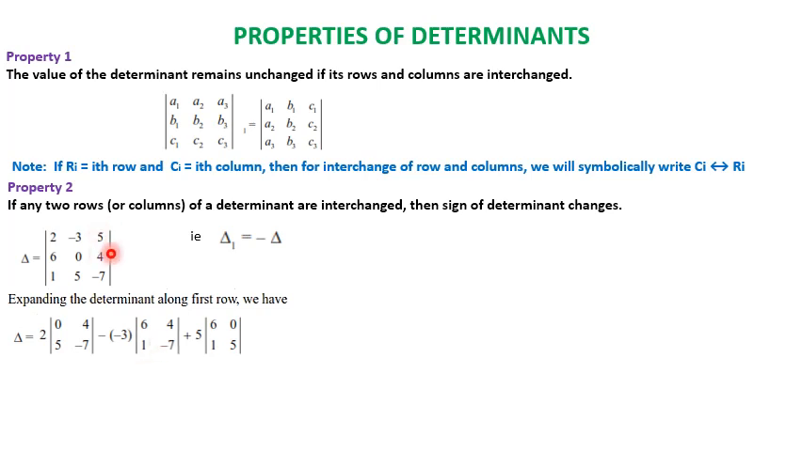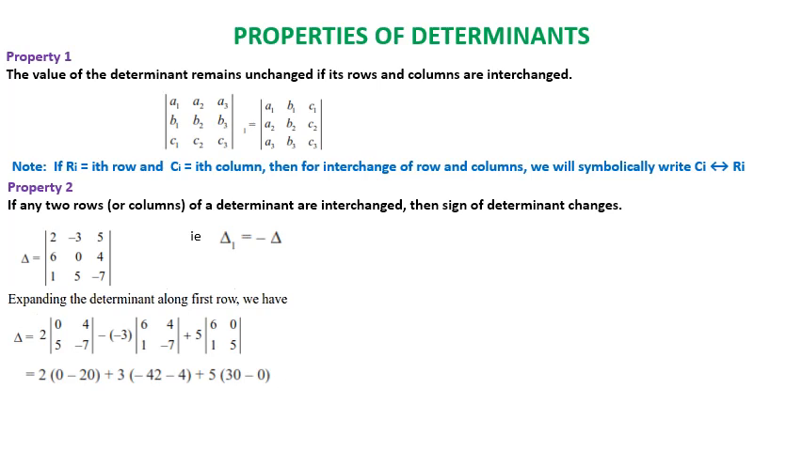Then third element 5 you have to take. Before taking that particular element, you have to assign the sign. This is first row third element, means 1 3. 1 plus 3 is 4. 4 is an even number, that's why we have to assign the sign plus. 5 into that row column is gone, 6 0 1 5 is the determinant here.